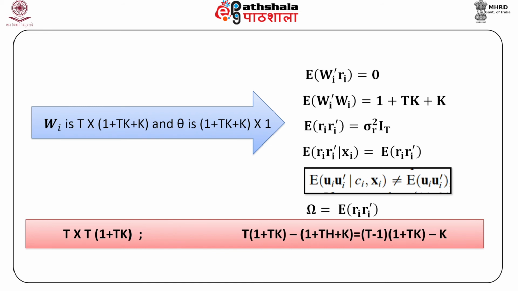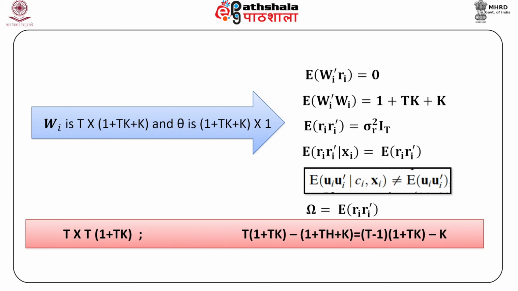The assumption in equation 21 is violated when the expected value of ui ui prime given ci and xi is not equal to the expected value of ui ui prime. Now, if the expected value of ci given xi is not linear in xi, or if the variance of ci given xi is not constant.